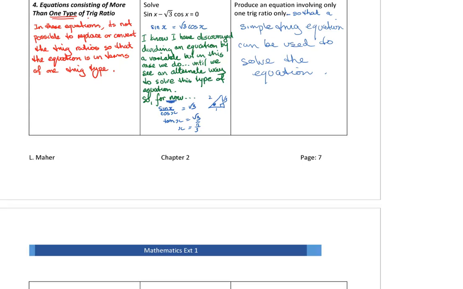So sorry about that abrupt stop, but it's almost finished here with this example. We end up with this nice simple tan of x is equal to root 3, which we know x is equal to pi on 3. And I guess if there's a restriction on the domain, we would follow that. So we can see that we've gone from two types of trig equation to produce a nice simple trig equation that can be solved.